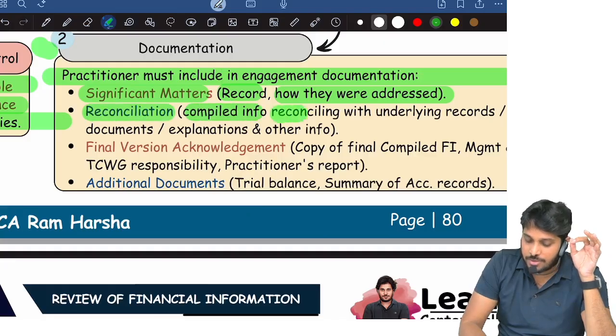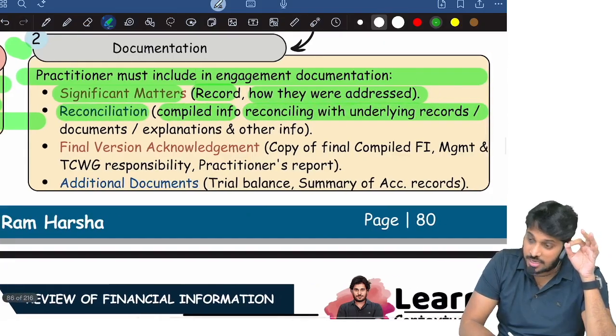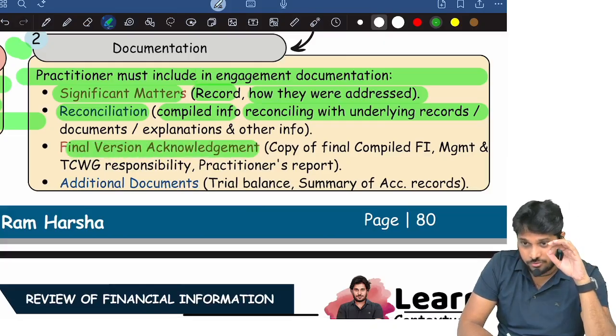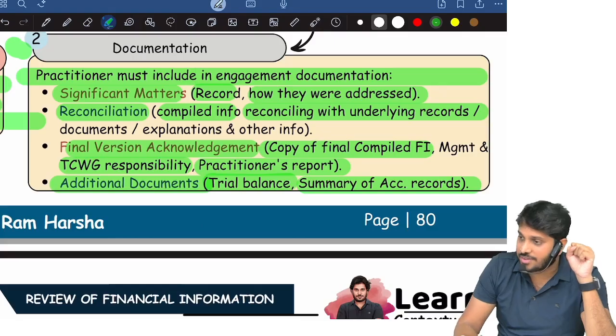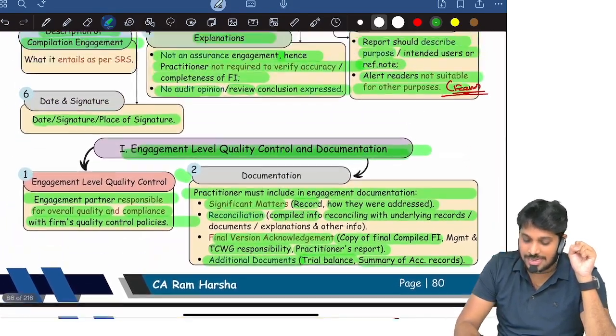Reconciliation. Compiled information you will be reconciling with underlying records, right? The final version of compiled financial information that you take, a copy of the final version, management and those charged with governance responsibility, the practitioner's report, and additional documents like trial balance, summary of accounting records, all that you should document. That's it.